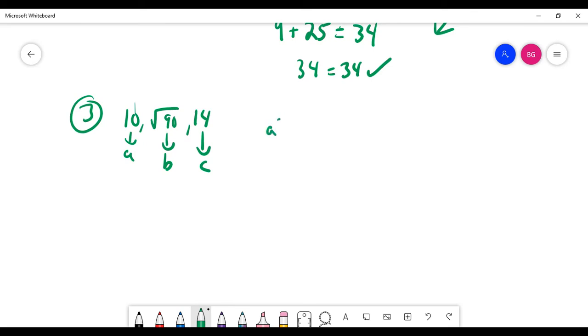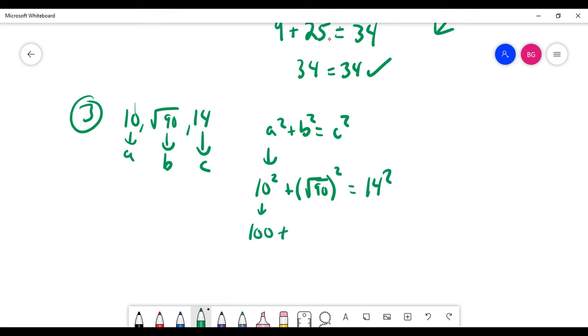So we're going to use the Pythagorean theorem again. A squared plus B squared equals C squared. I'm going to plug these numbers in. So I'm going to have 10 squared plus the square root of 90 squared. Make sure you put that in parentheses. Equals 14 squared. 10 squared is 100 plus the square root of 90 squared. That's just 90. The square root and the squared cancel out. And that's our question.